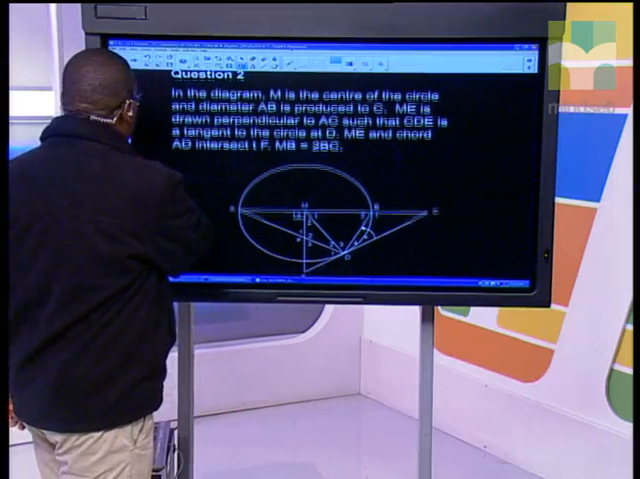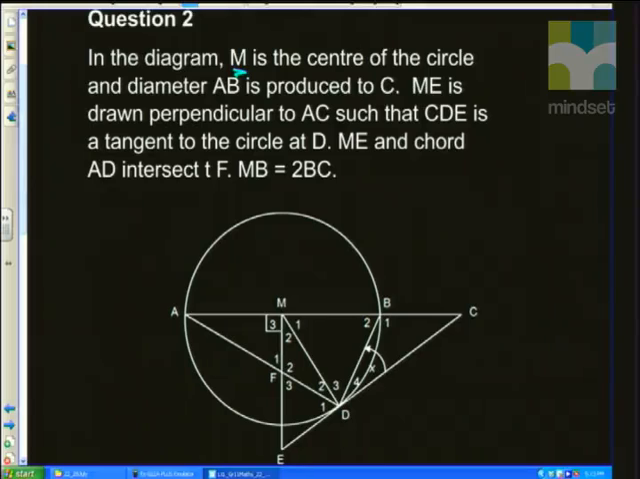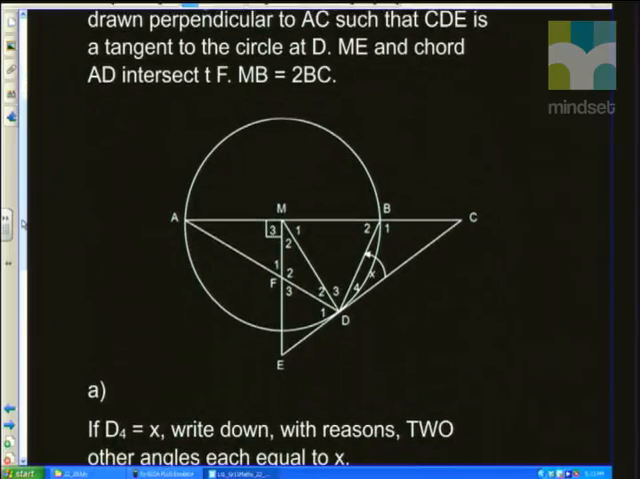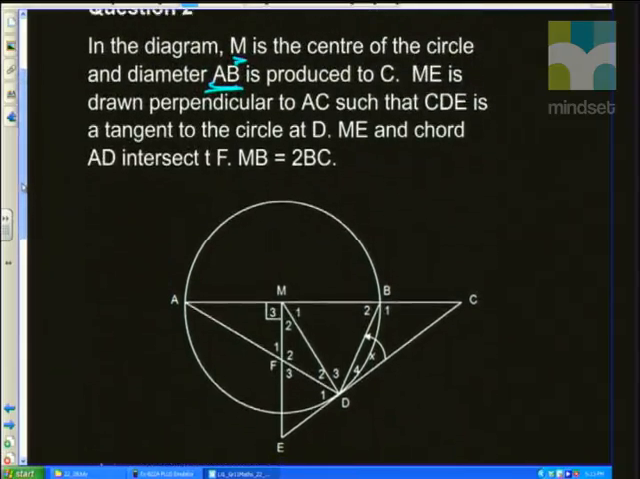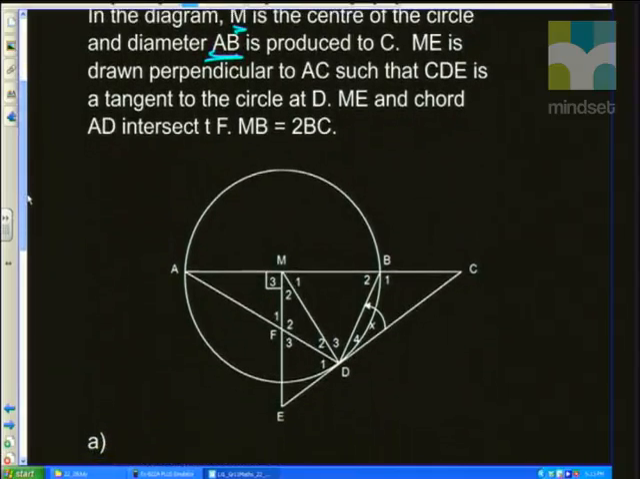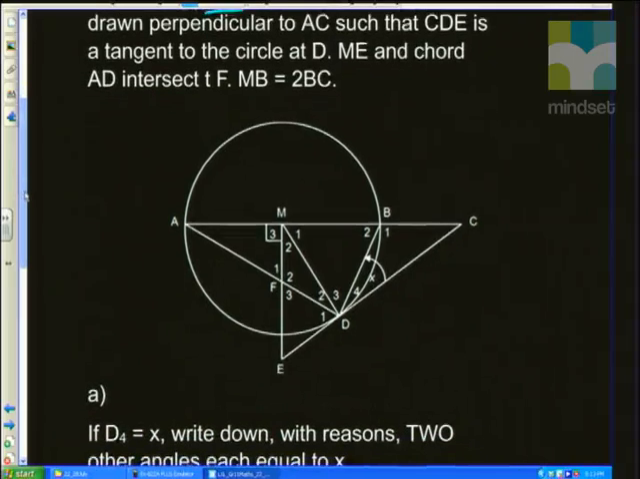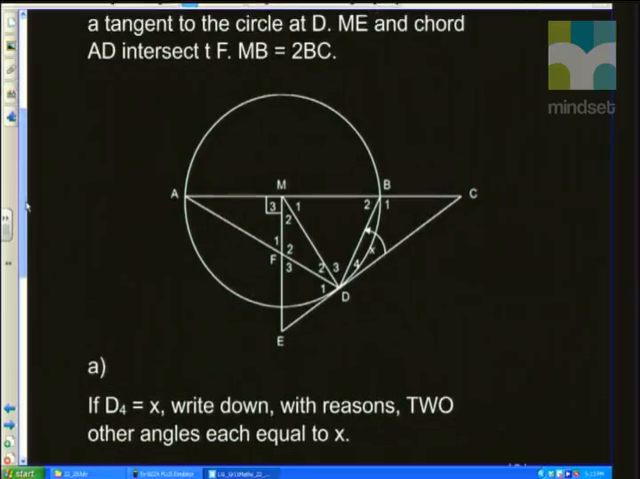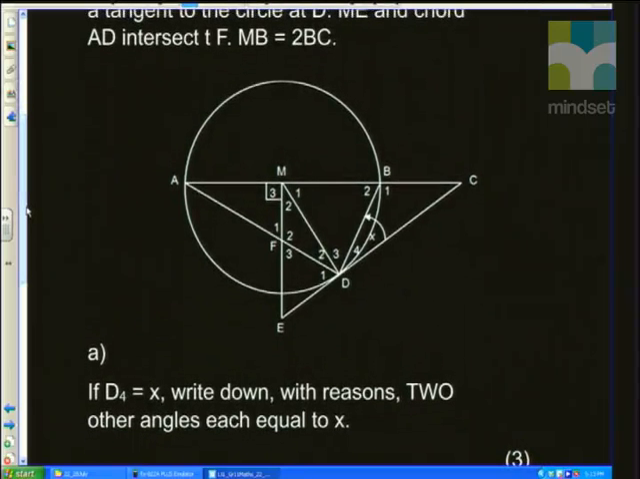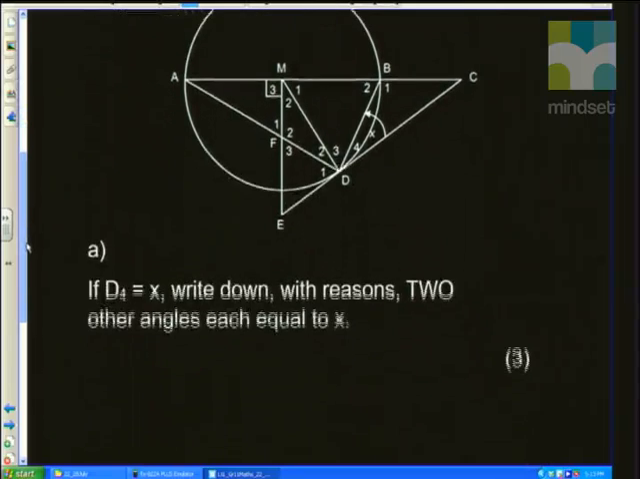Right, so in question 2, in the diagram, M is the center of the circle, and we've got a diameter AB that is produced to C. ME is drawn perpendicular to AC, such that CDE is a tangent to the circle at D. ME and the chord AD intersect at F. MB is twice BC. Then you've got your diagram there.